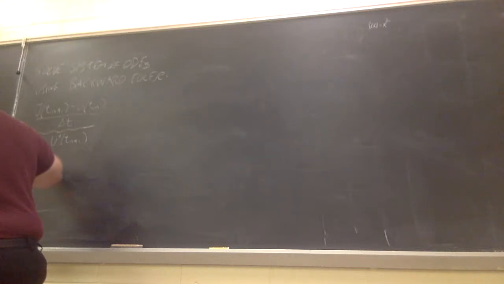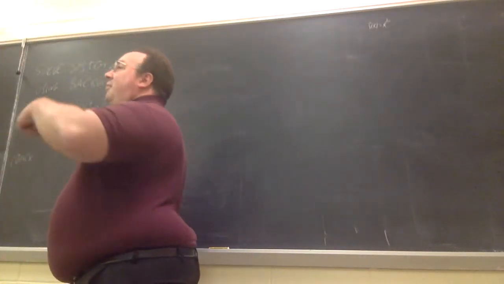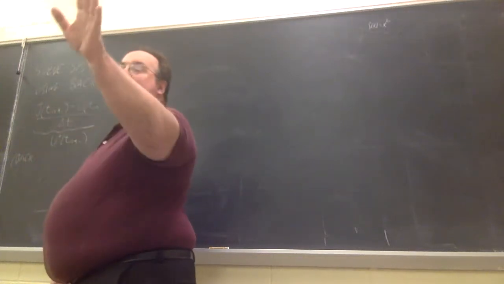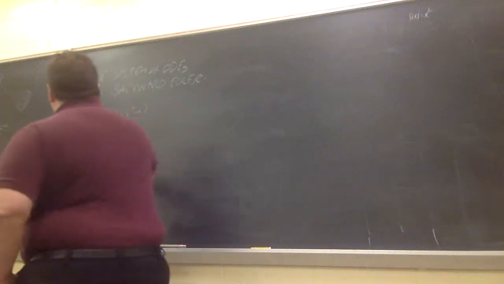This is called a backward difference because we're figuring out the derivative at time tn plus 1 by using information further back in time, as opposed to forward in time, which would be a forward difference.